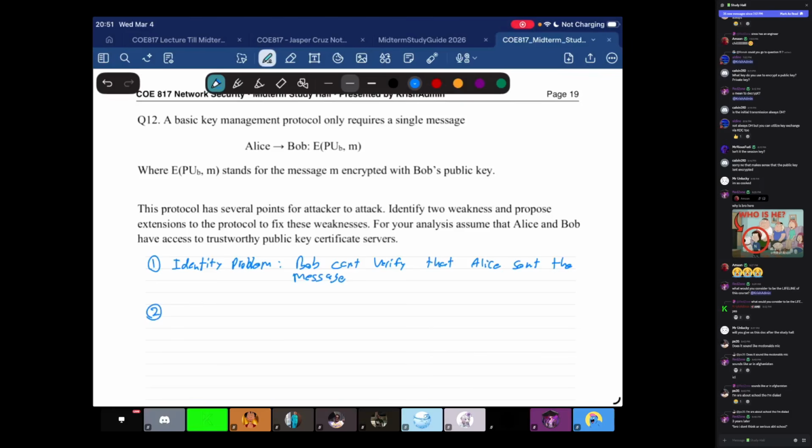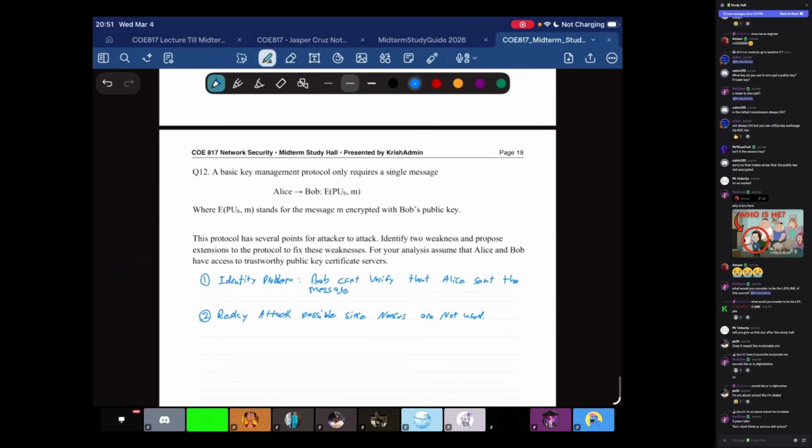I guess the second problem is, of course, since there is no nonce value here, there can always be a replay attack. Yeah, that's about it.